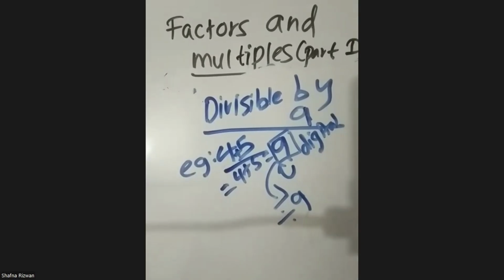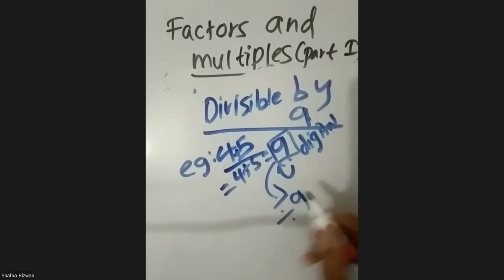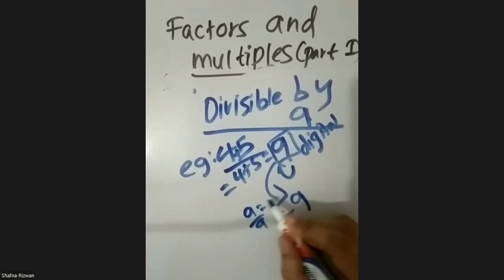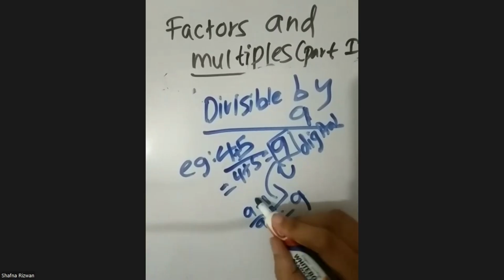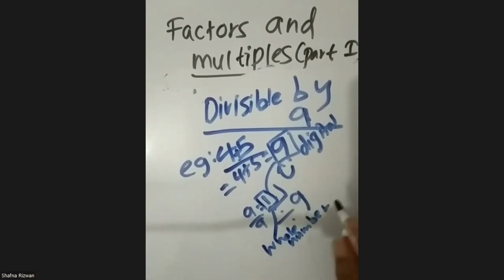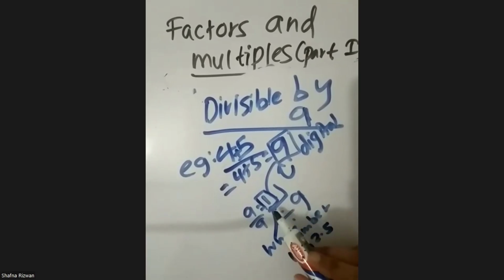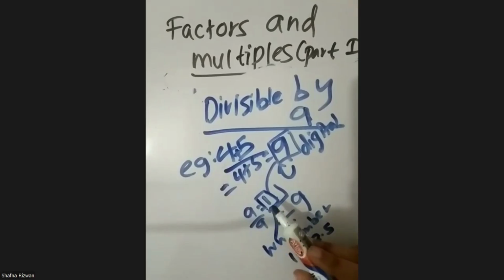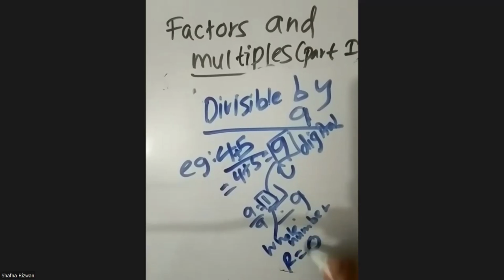So what can you say here? 9, is it divisible by 9? Because 9 divided by 9 is how much? 1. When you get any answer here which is a whole number, like 1, 2, 3, 4, not a decimal number, decimal meaning 1.5, 2.5, whenever you get a whole number, remember that your remainder will become 0.